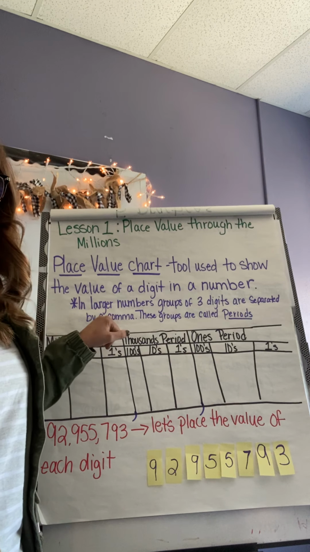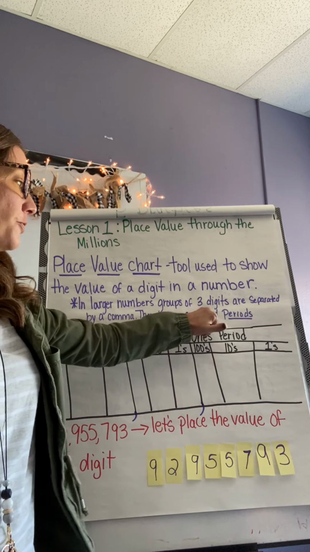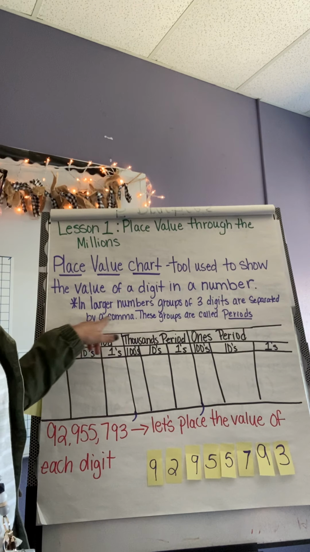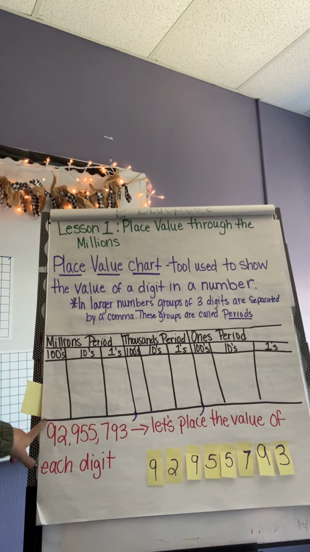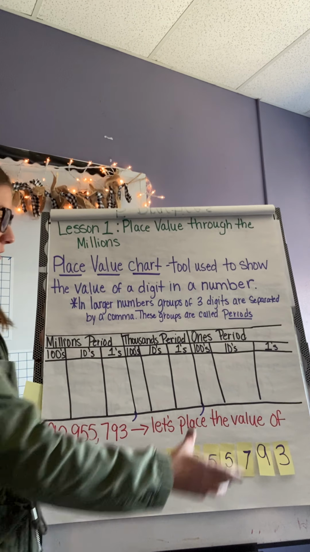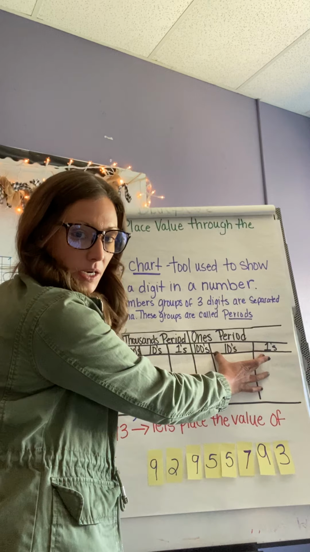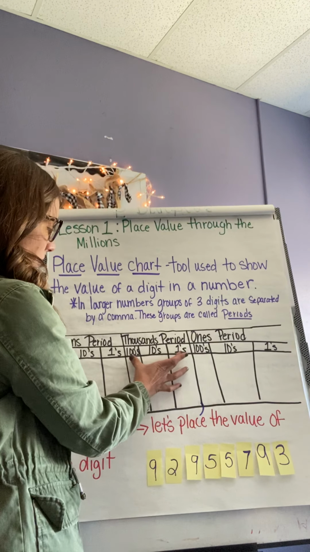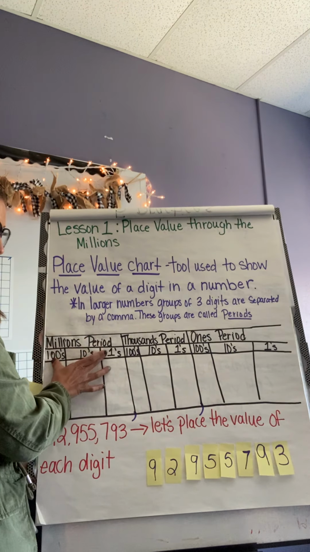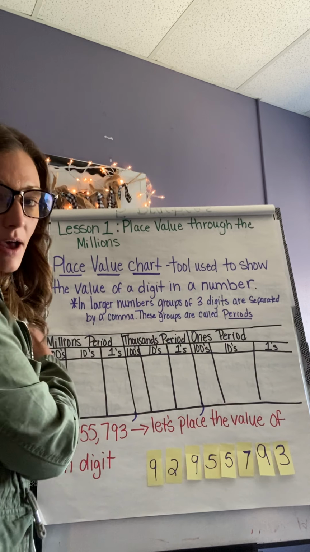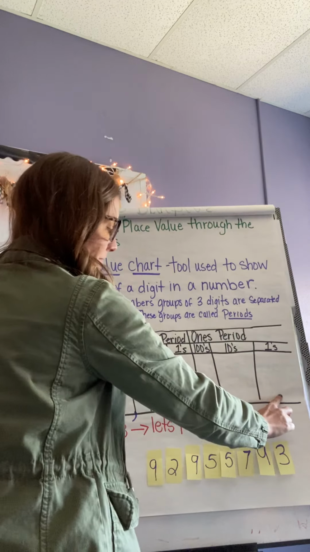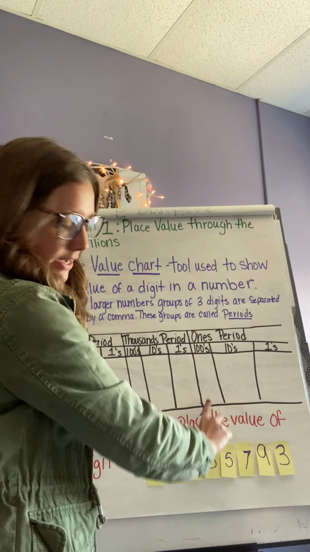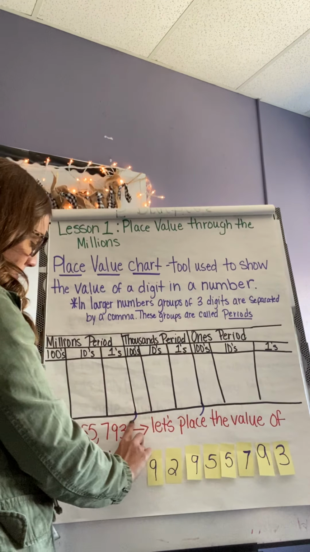Just so that you know, in larger numbers, groups of 3 digits are separated by a comma, and these groups are called periods. So when you look down here at our place value chart, you'll see that we start with the ones period on the right-hand side, then the thousands period, the millions period, and it could go on even farther if we had a larger number. So every time we have 3 digits in one of these periods, we separate them with a comma.